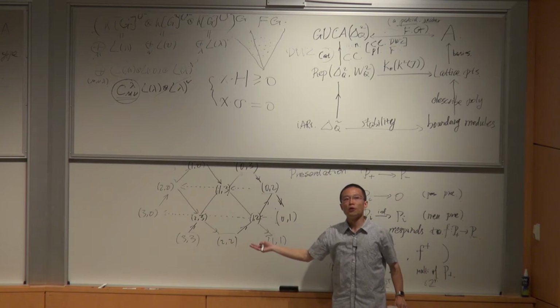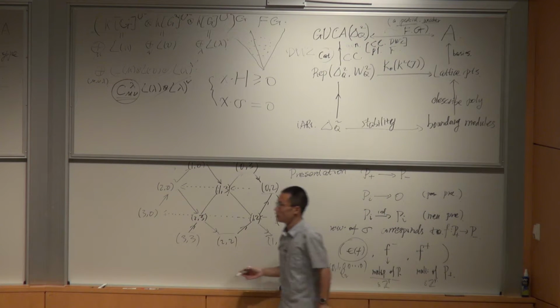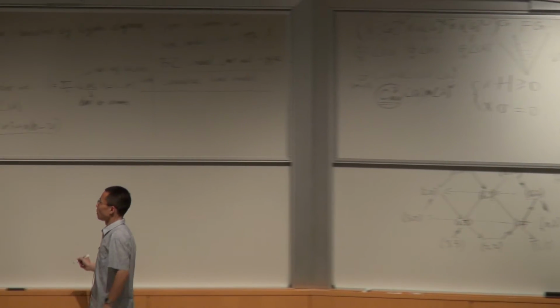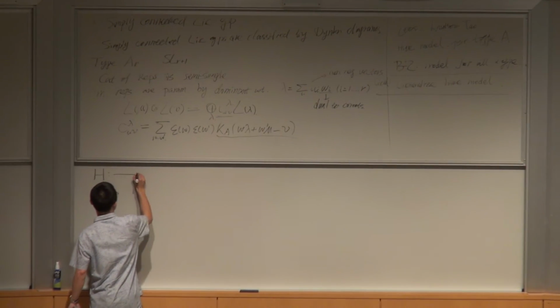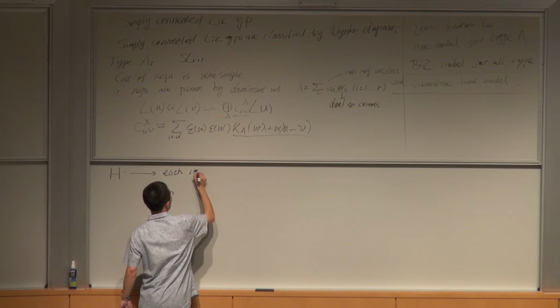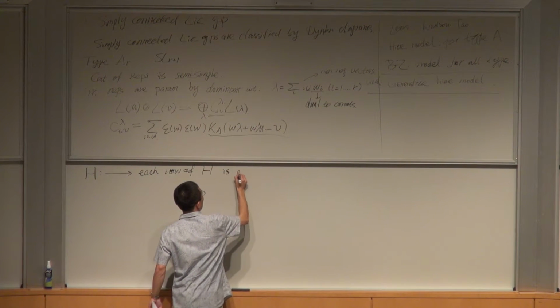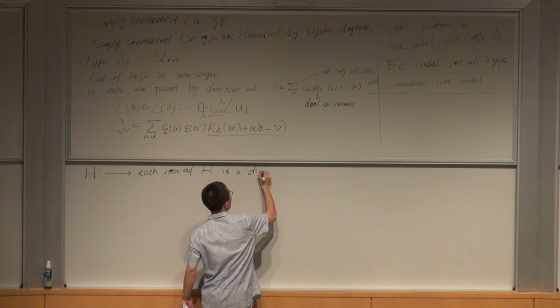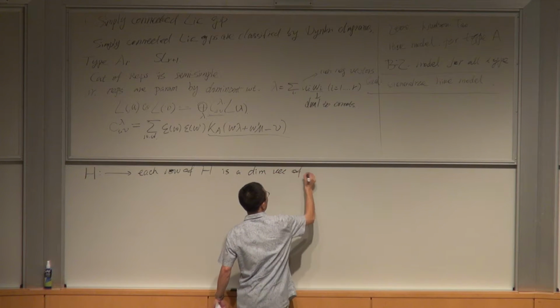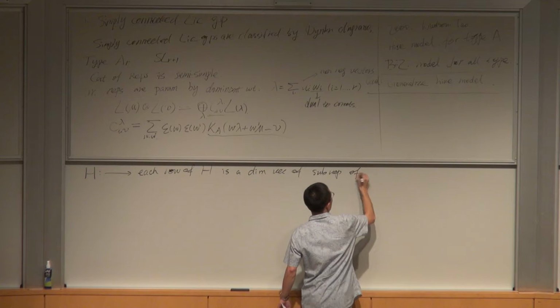So once I get the boundary modules, I take all the sub-representations of all the boundary modules. So this H corresponds to the sub-representations. Each row of H is the dimension vector of a sub-representation of the boundary module.